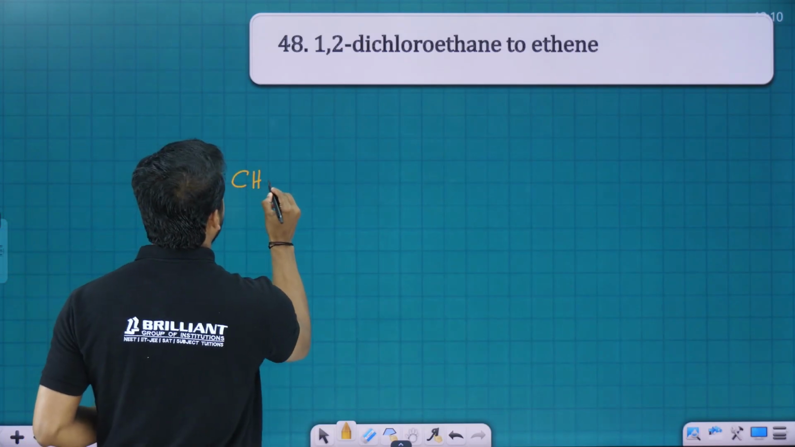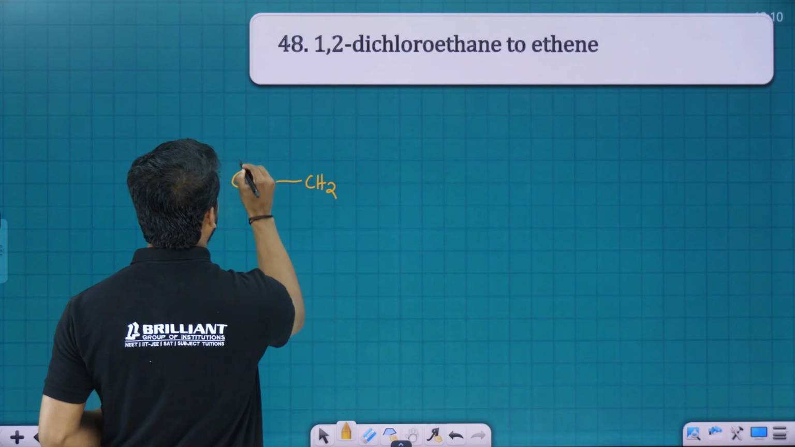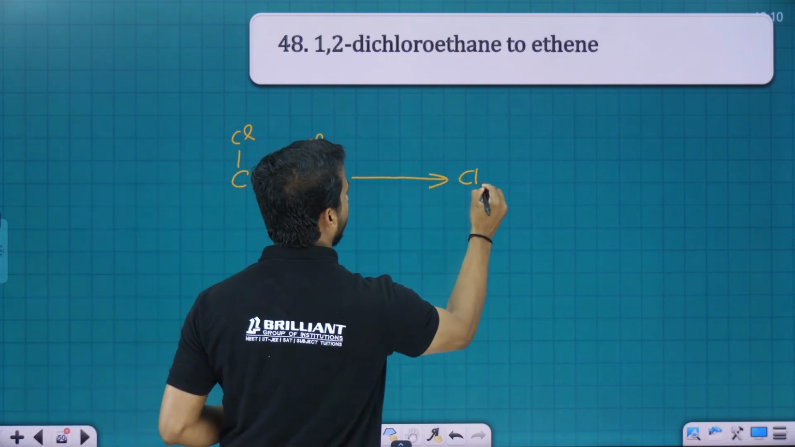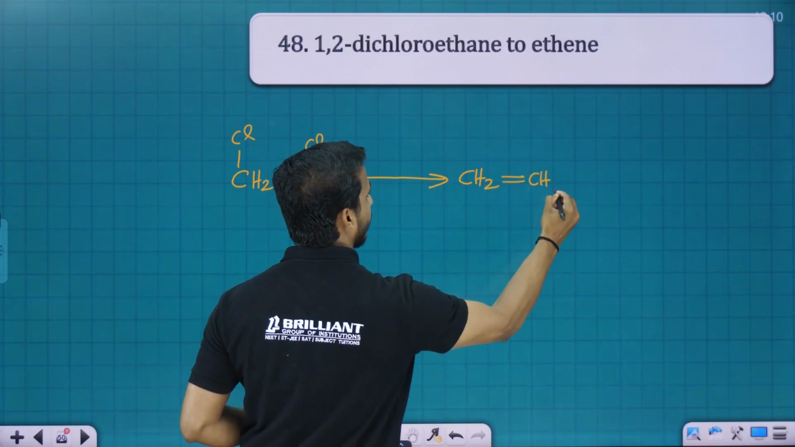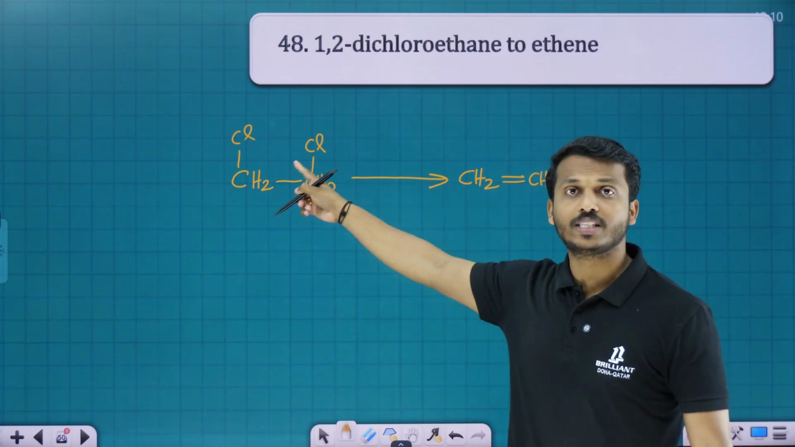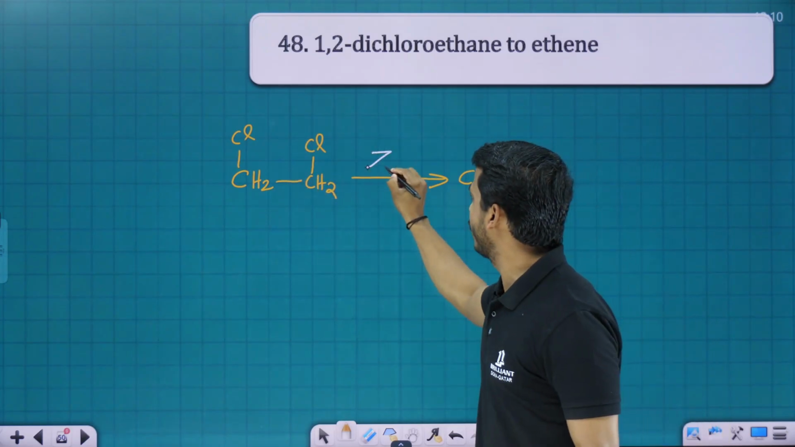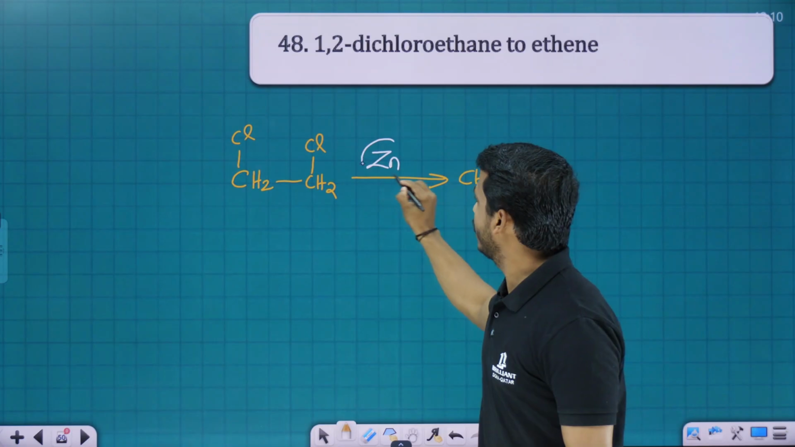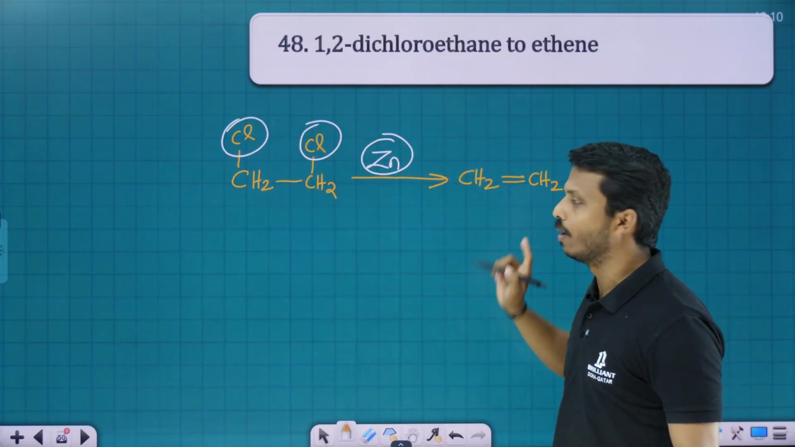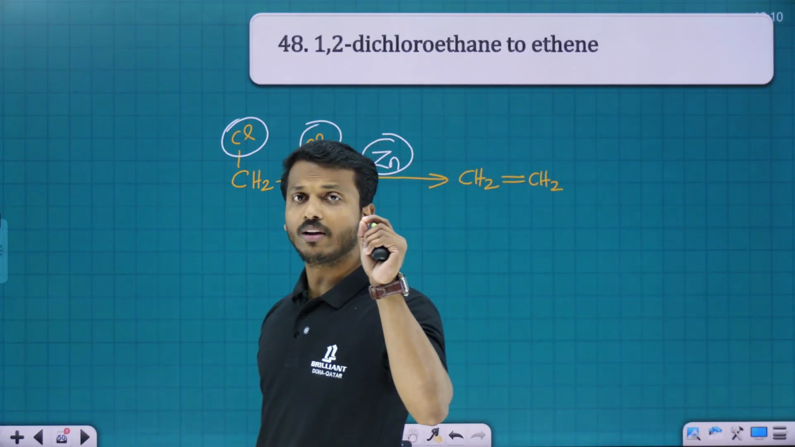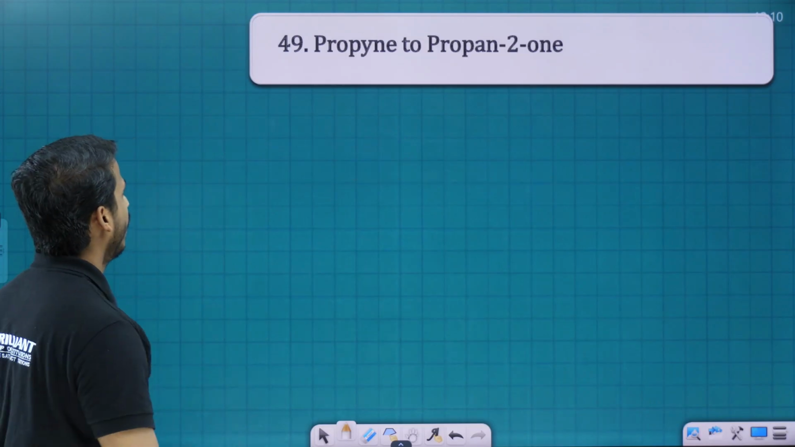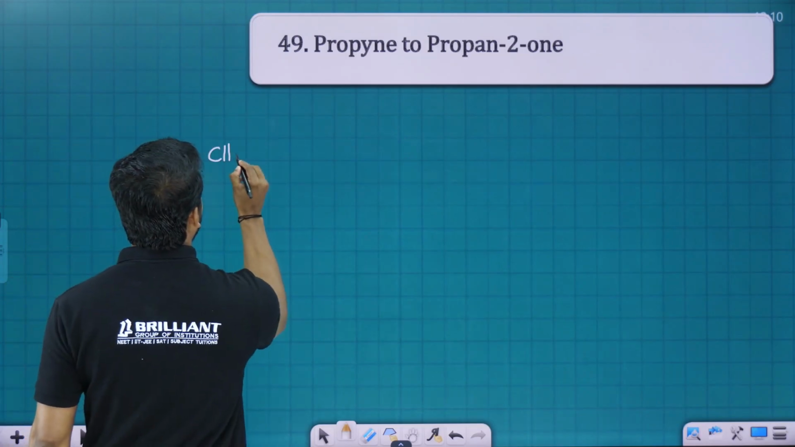How will you convert 1,2-dichloroethane to ethene? Do you remember this? This is a preparation of alkene from vicinal dihalide. Just treat with metal zinc. Zn takes both of the Cl out as ZnCl2, and you will get a double bond here. So if you want to convert a vicinal dihalide to an alkene, treat with what? Zinc.